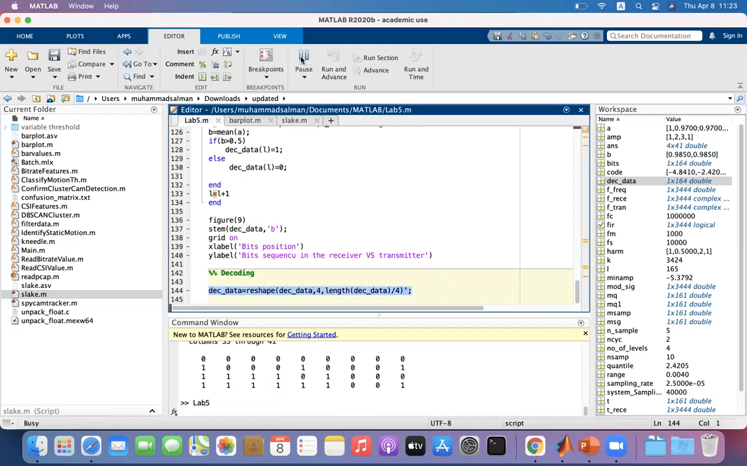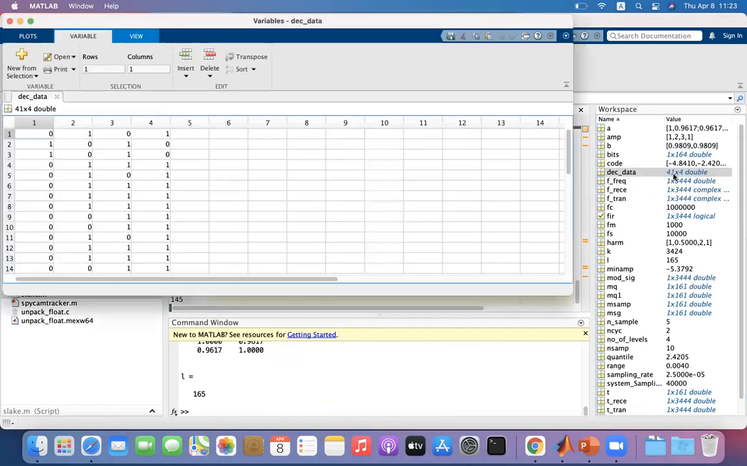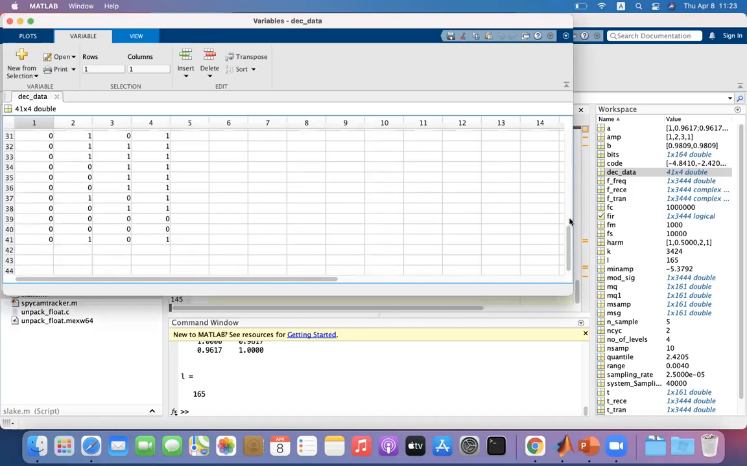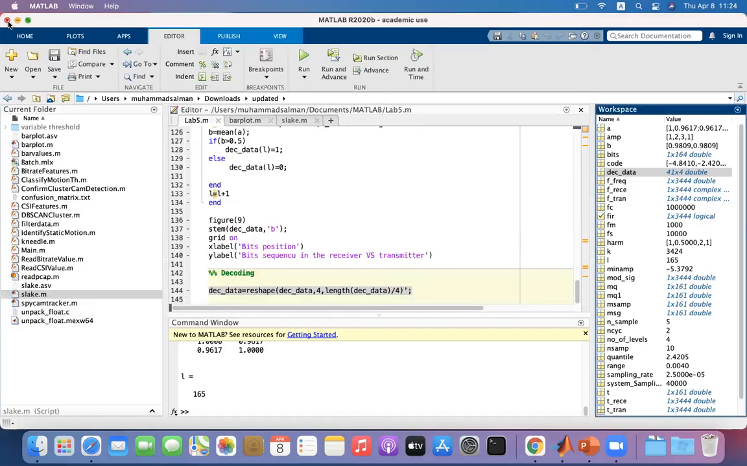So let me run it. This 1 cross 164 should be converted to 41 cross 4. You can see it here, right? So now we have many rows and few columns. All these 4 bits belong to a specific decimal number, and the next 4 also belong to another decimal number, and so forth.